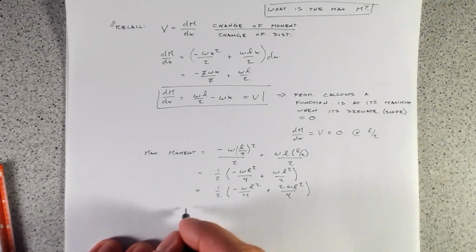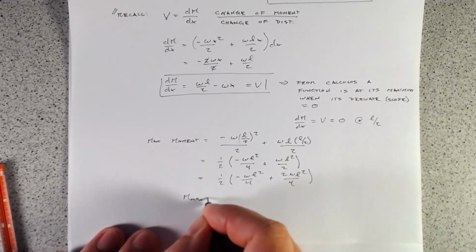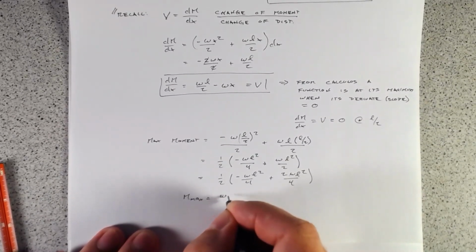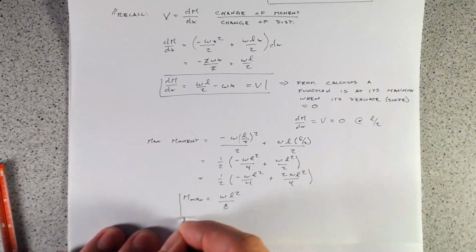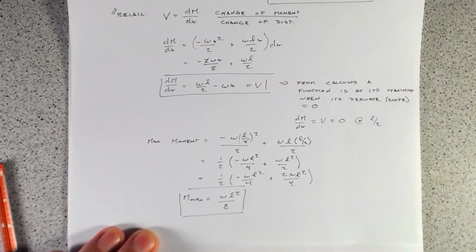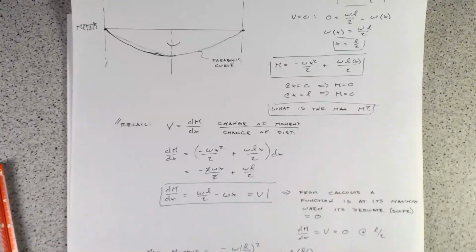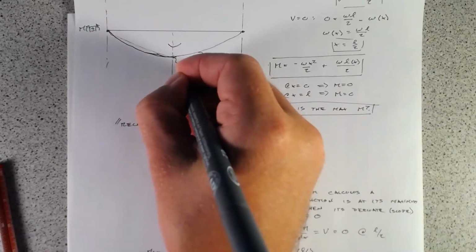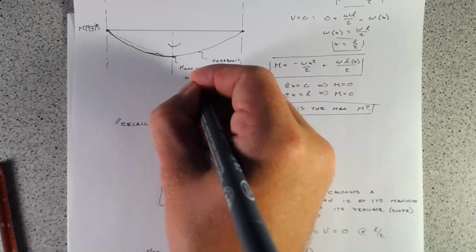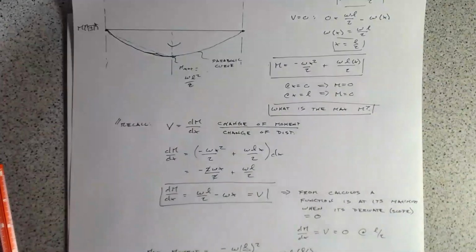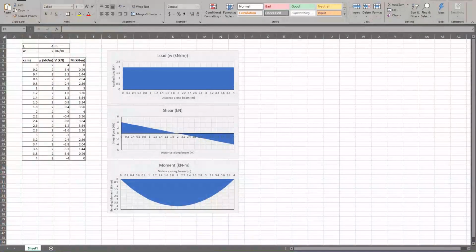Simplifying all of that down, we get M max equals wL squared over 8. So that's all we need to know, and then we can plug this value into M max equals wL squared over 8. So we'll take just a brief point, and let's have a look at this plotted up.